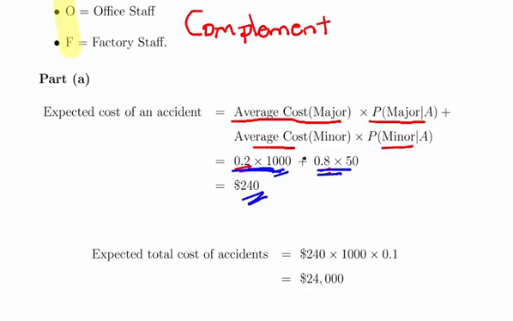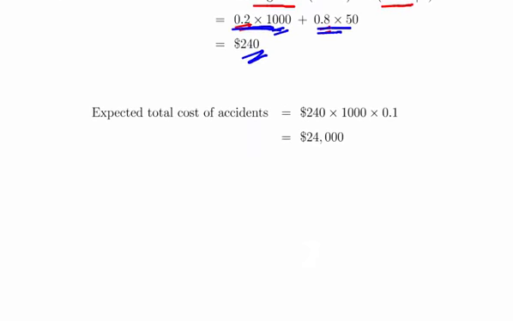So the expected total cost of accidents is, how many employees do we have? We have 1,000 employees, okay. On average, there's a 10% probability that they will have an accident, so that's the probability of an accident. So out of 1,000 people, we expect 100 to have an accident in any given year, okay. And so if there's 100 accidents in a year and the average cost of an accident is 240, that means that the expected total cost of accidents in a workplace is $24,000. Okay, so that's the first part done.